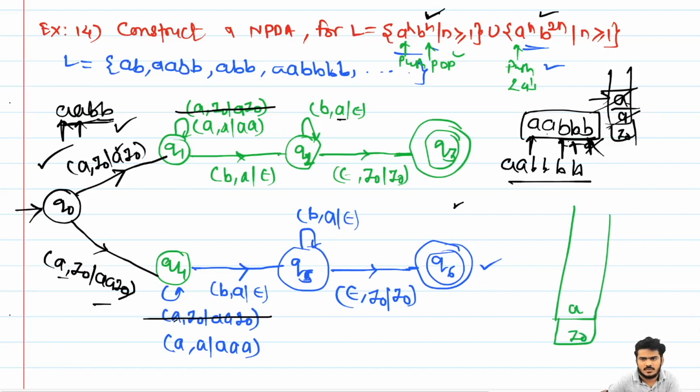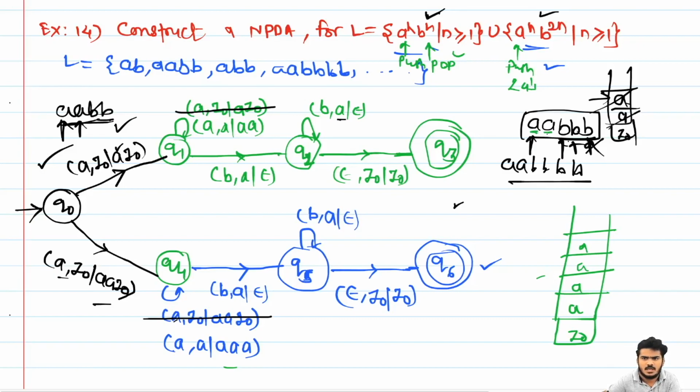For a single occurrence of A, I am pushing two A's. For this single A, I have pushed two A's. Again, for this single A, by using this transition I will push two A's. So I have pushed two A's, and now B is there.